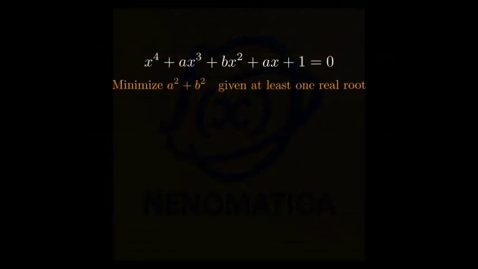In this lesson, we will minimize a squared plus b squared, given that the symmetric quartic equation has at least one real root. The equation is x to the fourth plus ax cubed plus bx squared plus ax plus 1 equals 0. We are told it has at least one real root. Our goal is to find the minimum value of a squared plus b squared.